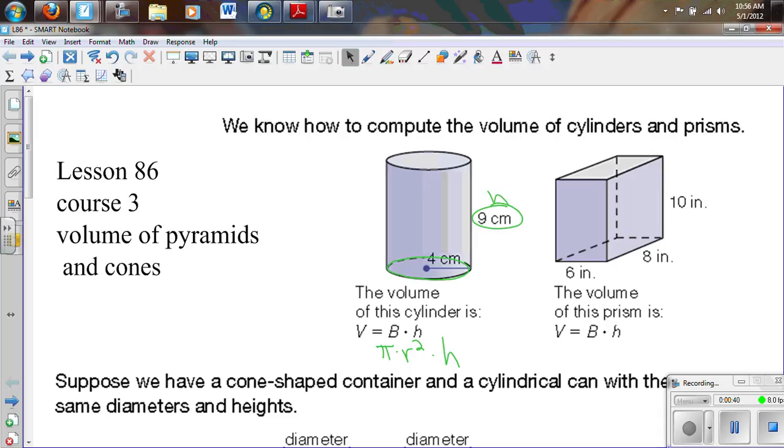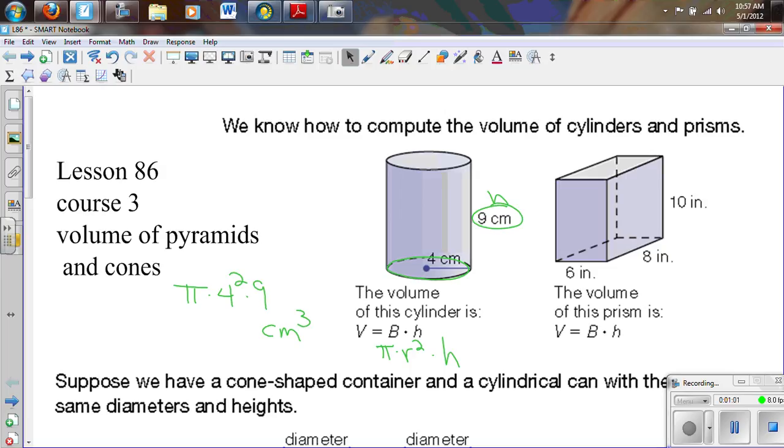And so if we're going to do that, then we're going to take pi times radius squared, so 4 squared, times 9. And so we would do 4 squared times 9 times pi on our calculator, and we would get an answer, and it would be in centimeters cubed.